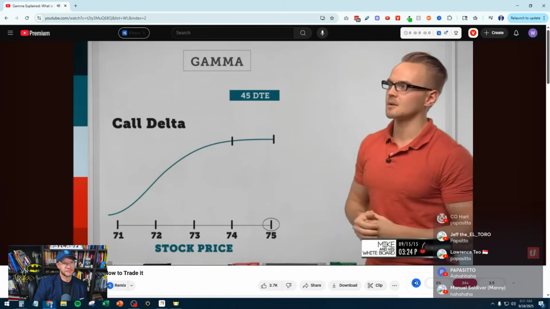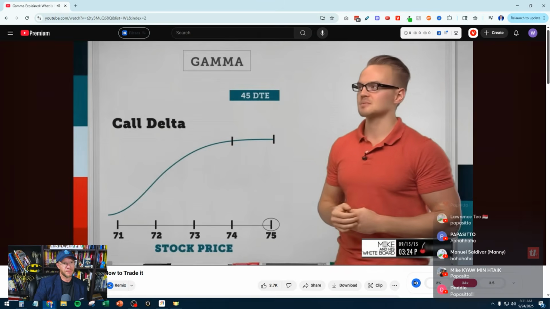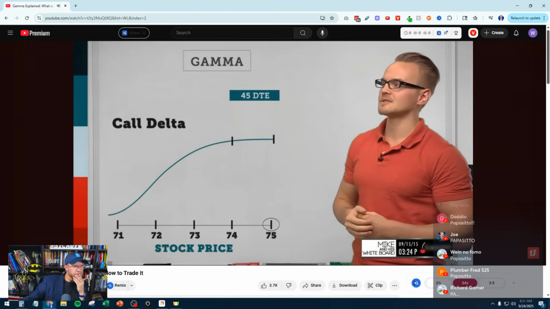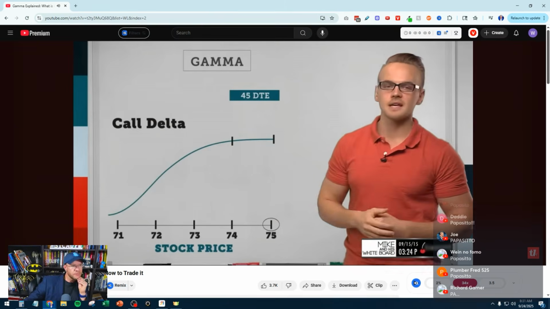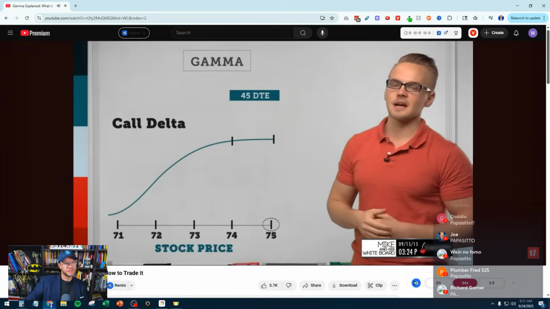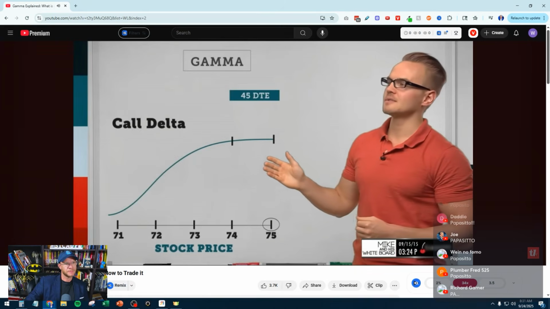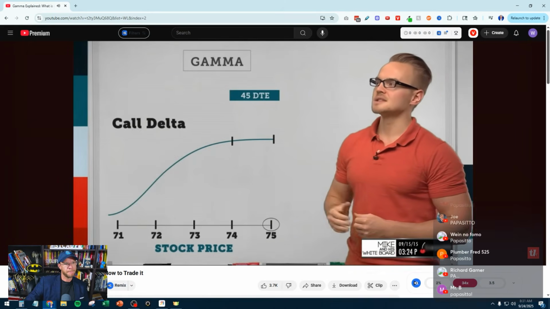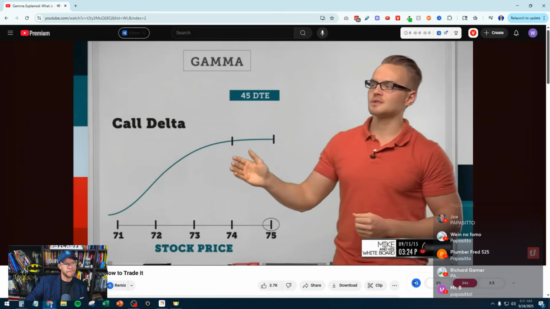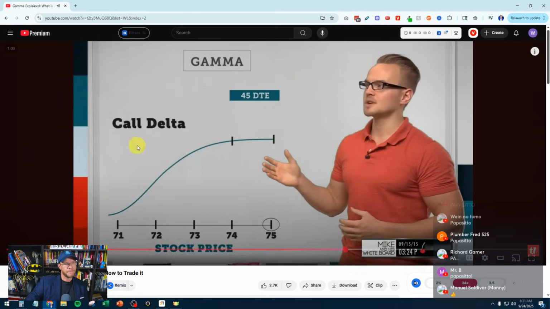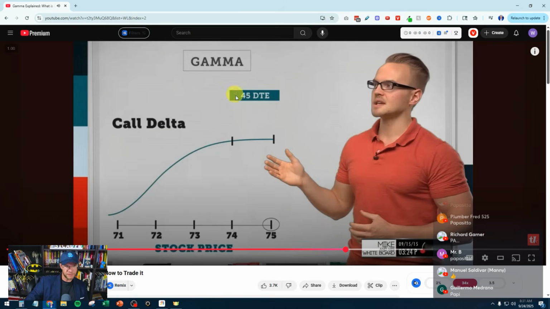So as you can see here, we're looking at a 45 day till expiration call delta curve. If we're looking at the 75 stock price and just the call side, below the stock price, what happens when the stock price goes from 75 to 74? You can see that the delta pretty much holds its value. It doesn't change too much at 45 days.